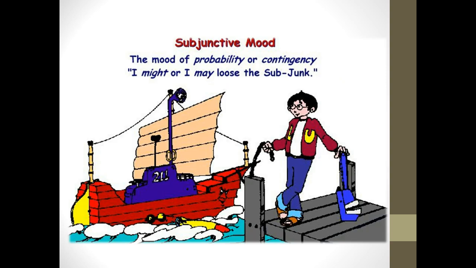The subjunctive mood is the mood of probability or contingency. Unlike in the indicative mood, where we would say "I loose," in the subjunctive we would include words that help us understand that there's a probability or a possibility here. So we would say things like "I might loose" or "I may loose." And you see that we have the subjunct there, to remind us that we are dealing with the subjunctive mood. Let's give you some examples.